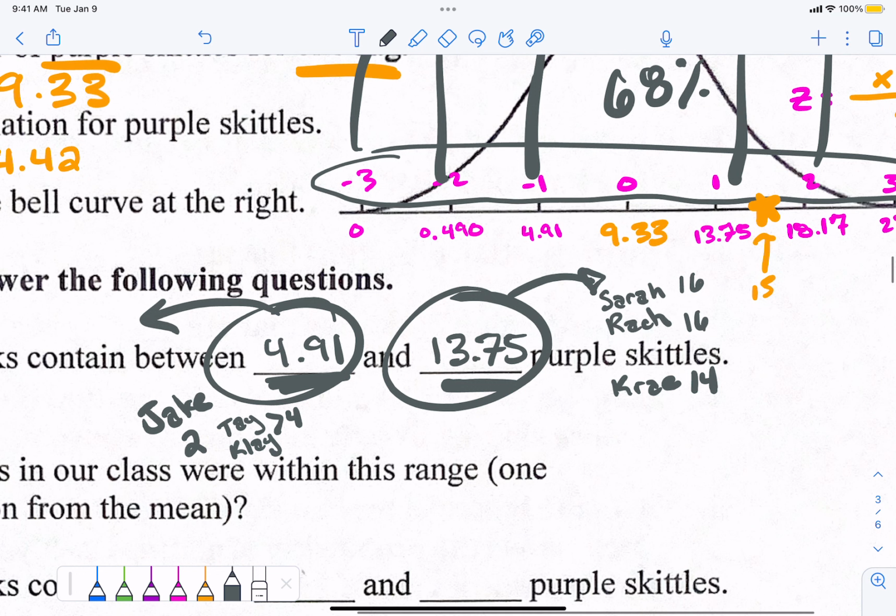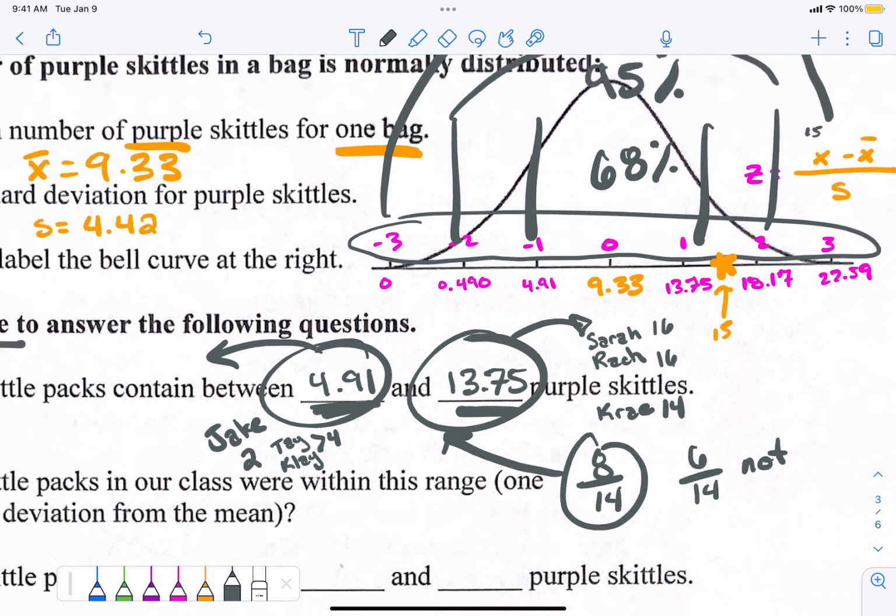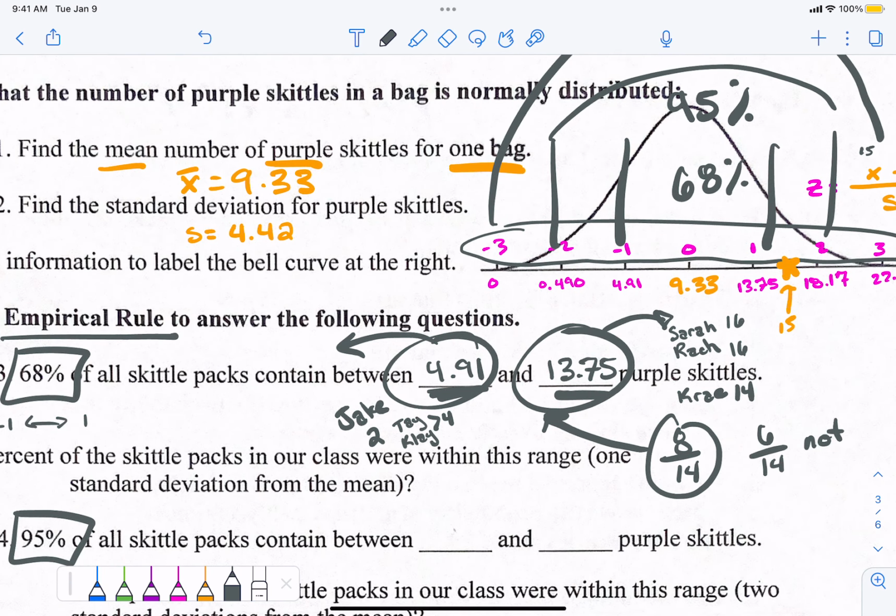So in our class, we had 6 people out of like 14, so 8 out of 14 were within this range. 6 out of 14 were not, right? Okay, 8 out of 14 is still the majority. They're saying about 68%. 8 out of 14 is probably less than 68%, but right around 68%. Not everybody lives in that range.